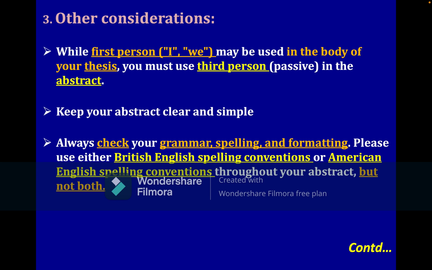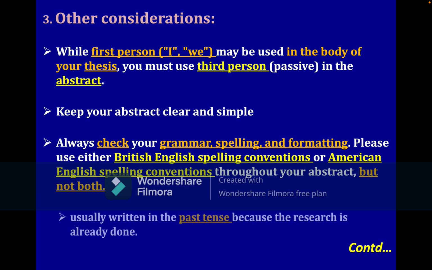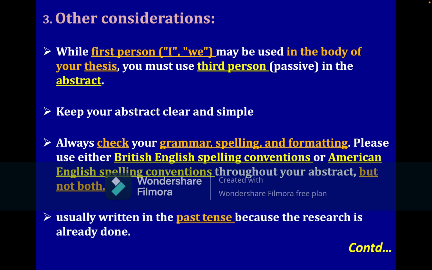Keep your abstract clear and simple. Always you have to check your grammar, spellings and the formatting followed in a particular abstract. Please use either British English spelling conventions or American English spelling conventions throughout your abstract, but not both. Usually the abstract is written in the past tense because the research has already been done.